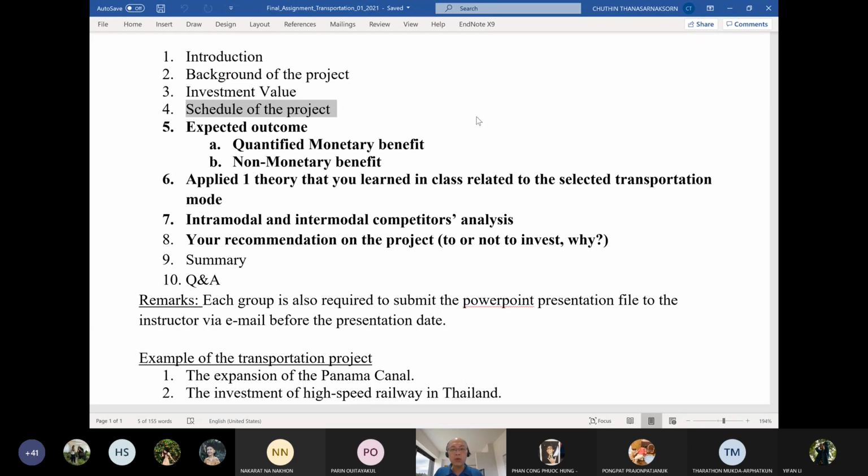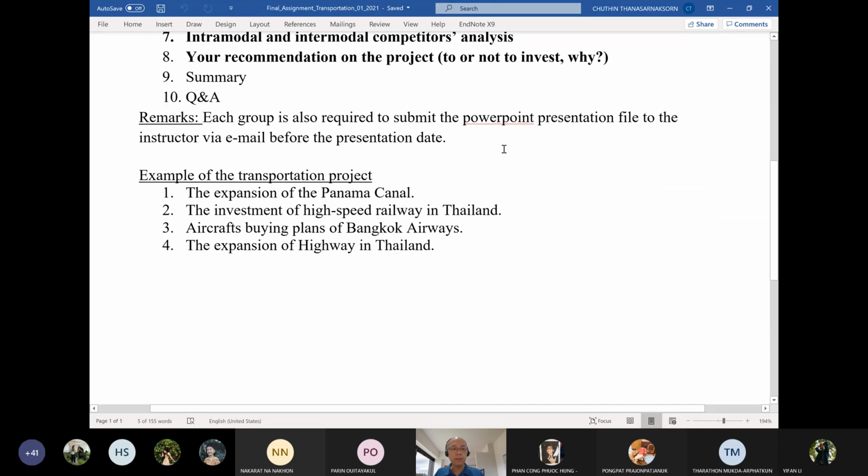And as usual, you need to submit the PowerPoint presentation file to me by email before the presentation date, which means just 1 day before is enough.